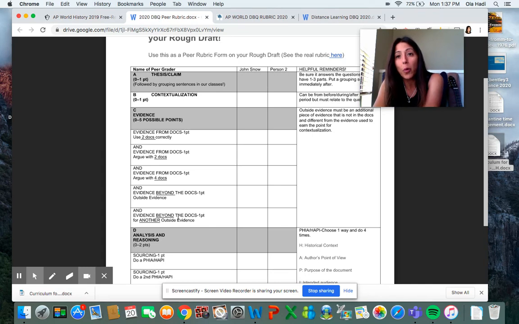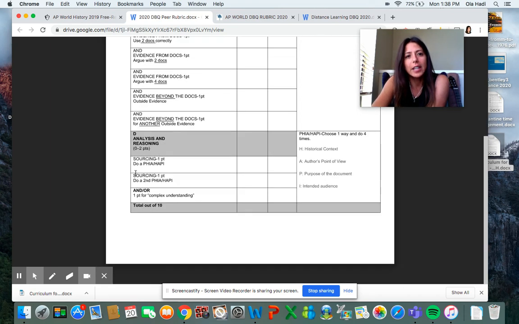Then there are 2 points now for evidence beyond the documents. So remember, these have to be pieces of evidence that are not found in the documents already. So you don't ask for something you already have. And they have to relate to what you're talking about. So it's a good idea to think of anything that's related to the topic at hand.